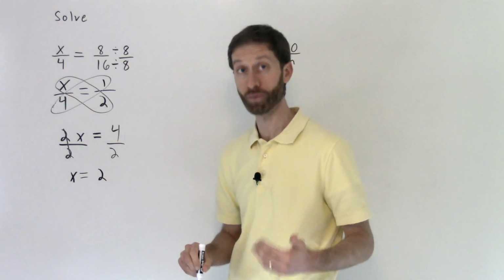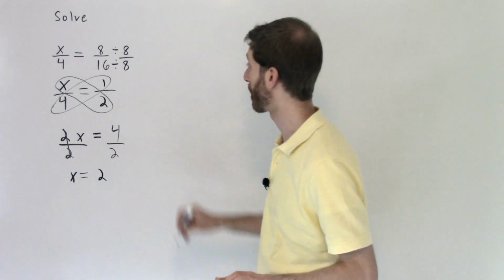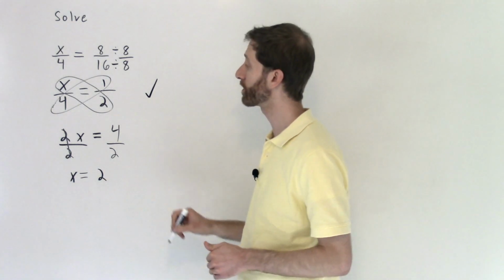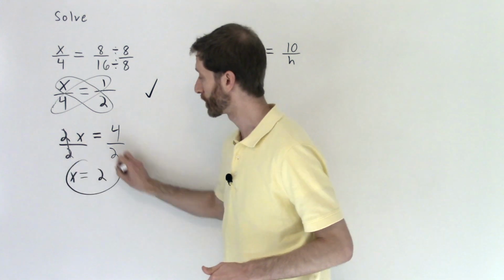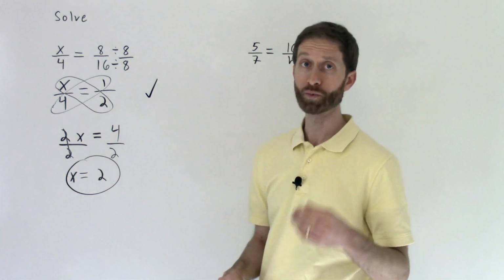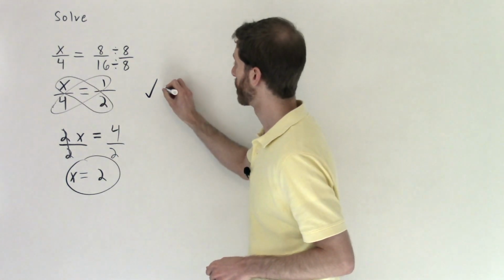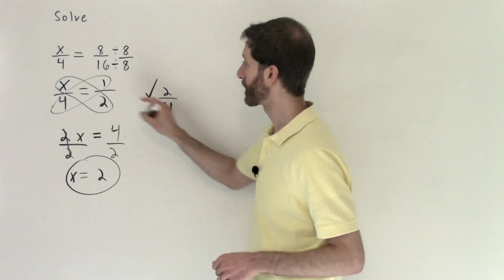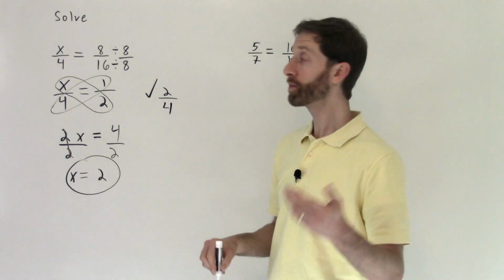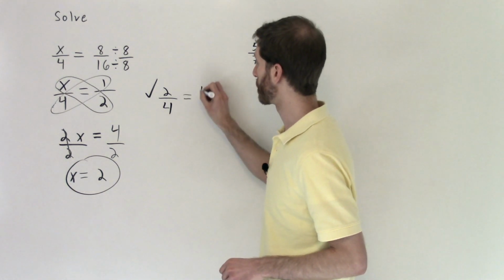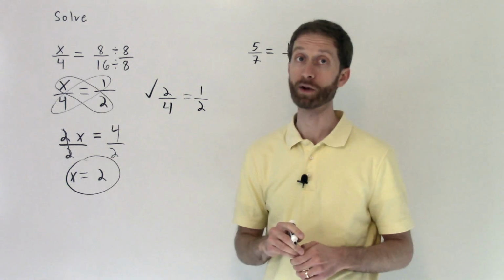I think it's always worth checking your answer. So I'm going to do a little check off to the side right here. So this is our solution. But to see whether or not it's correct, we take 2 and we input it into the original ratio of x over 4. So that x now becomes 2, and then we get 1/2 on the other side. So the question is, are those two ratios equal?